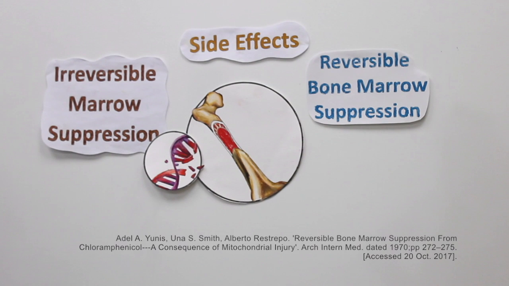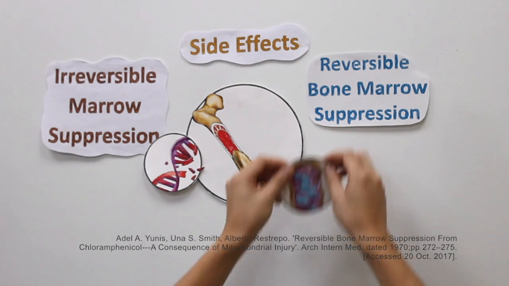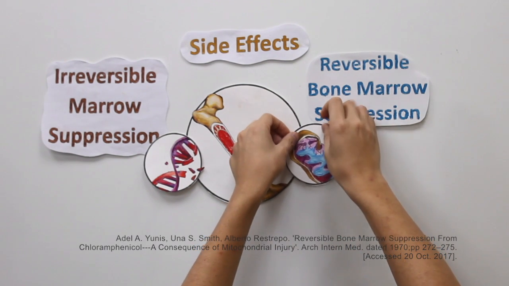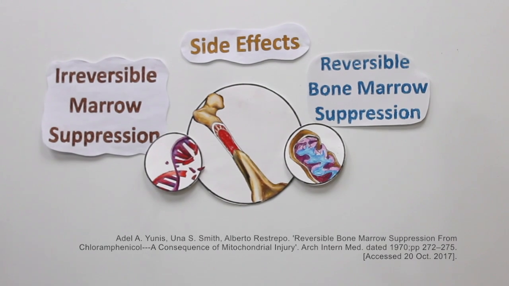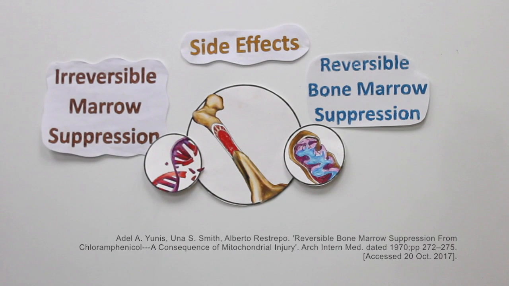It's probably due to the inhibitory action of chloramphenicol on mitochondrial protein synthesis. This occurs when chloramphenicol plasma concentrations are 25 micrograms per milliliter or higher. This is often observed in patients who are undergoing large doses of chloramphenicol or prolonged treatments, and in some cases, both. Another severe side effect is grey baby syndrome.